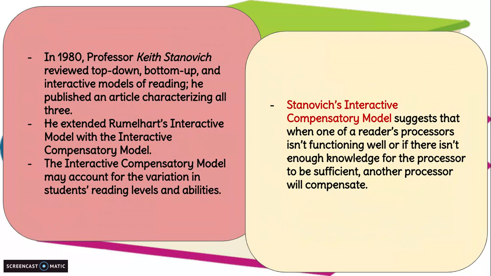That's why I stuck that in the pink box. Stanovich's interactive compensatory model suggests that when one of a reader's processes isn't functioning well, or if there isn't enough knowledge for the processor to be sufficient. So, for example, if a student is reading a text and hasn't had the experience to connect with the text, or maybe doesn't have the background knowledge to apply towards the reading, that processor might not be sufficient. So if that's the case, according to Stanovich, another processor will compensate to help the reader comprehend the text.